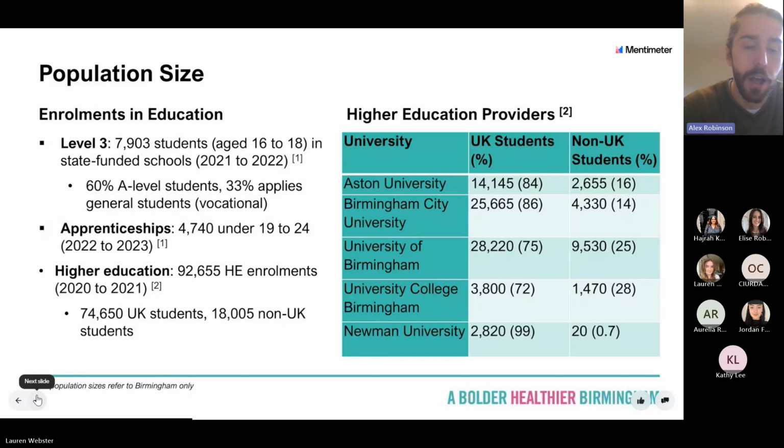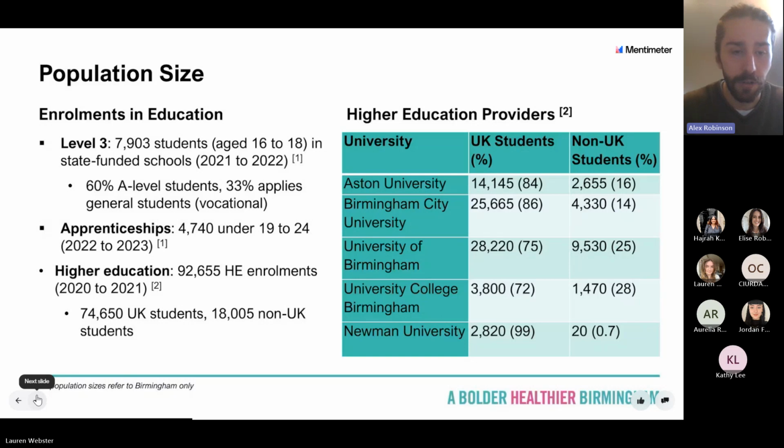Then when we look at apprenticeships, there were 4,740 people aged 19 to 24 undertaking apprenticeships in Birmingham. Of those, 1,410, that's about 15% of that group, were under 19, and 35%, so 3,330, were aged 19 to 24.